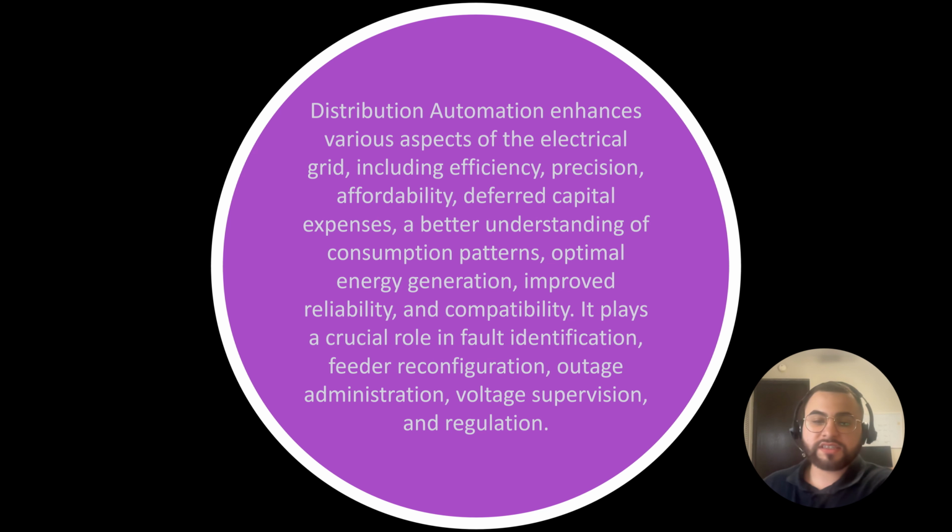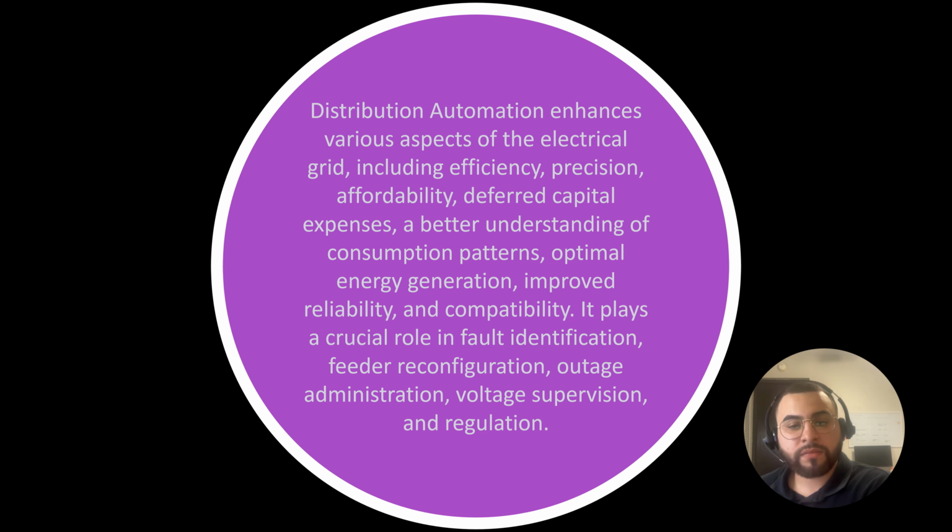Number one, efficiency and precision. Automation of processes: distribution automation streamlines various operational processes, reducing manual intervention and optimizing the efficiency of grid operation. The precision achieved through automated systems ensures accurate and timely responses to grid dynamics.